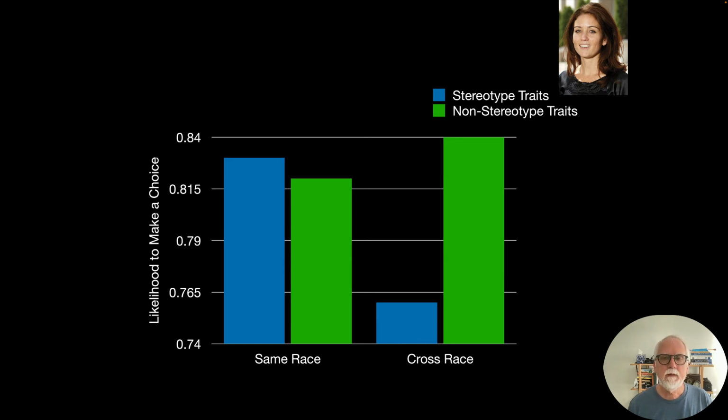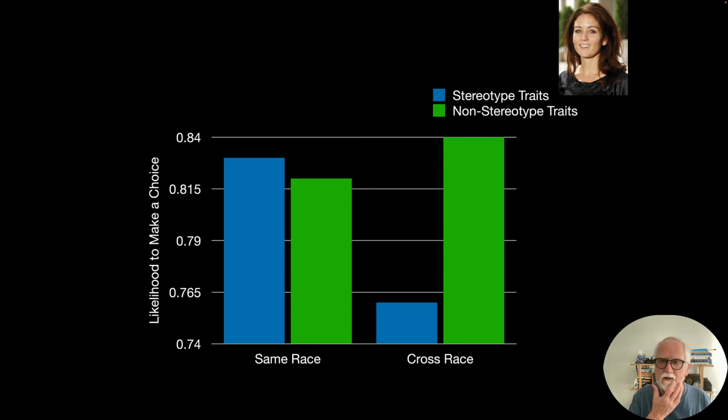But if the person is making a decision between two people of different races, they have to decide whether the Black guy or the white guy is the one relevant to that trait. If it's a stereotype trait that's relevant to African Americans, people have racial paralysis. They opt not to make a decision between the two, and that's why the blue bar there on the right is so low. Whereas if it's a non-stereotype trait, they're just as likely to choose as they would be in a same-race pairing.